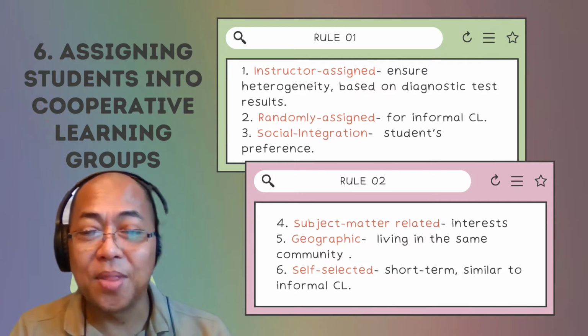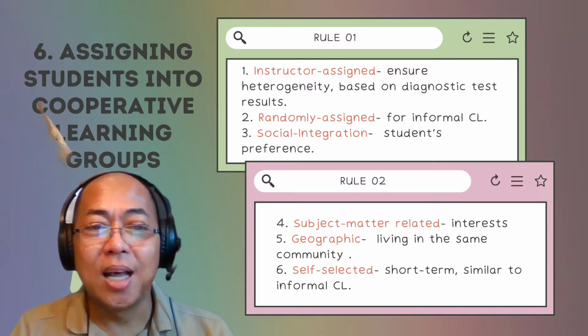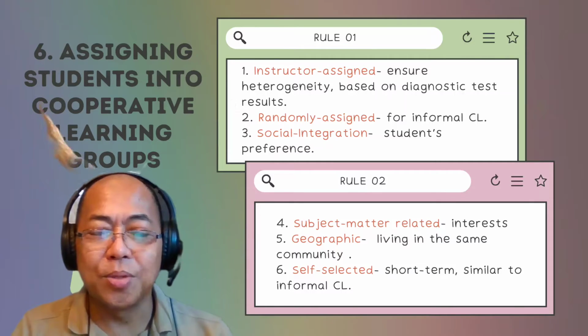I'm going to discuss assigning students into cooperative learning groups. There are 6 different ways to assign students to cooperative learning groups.